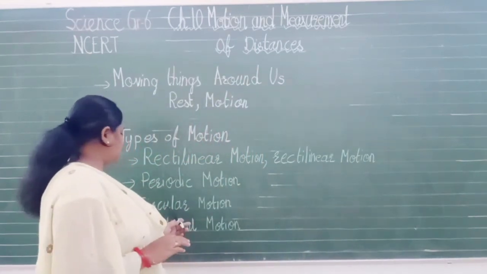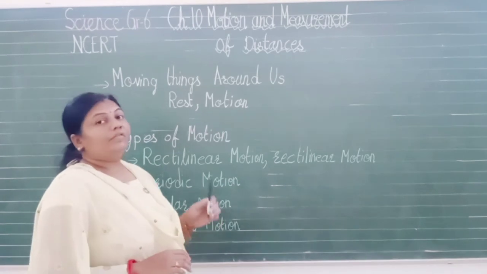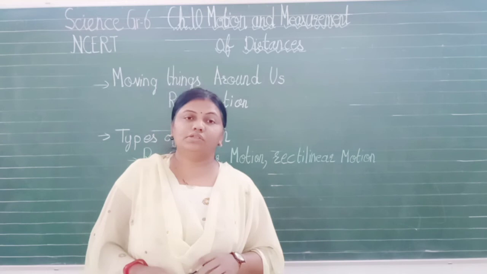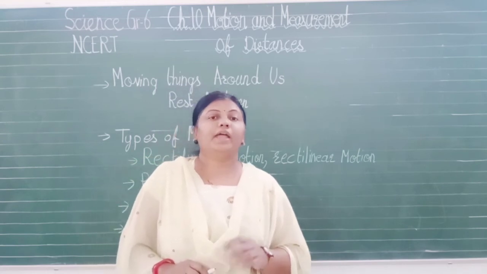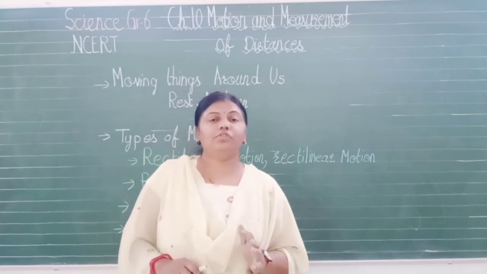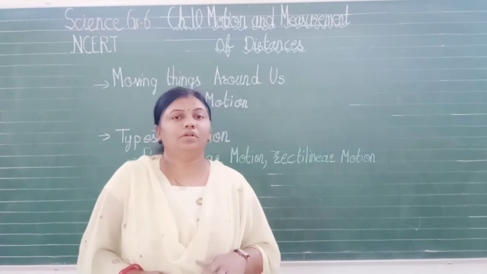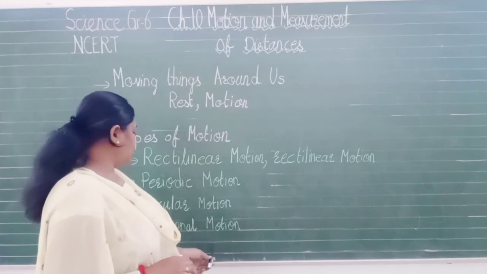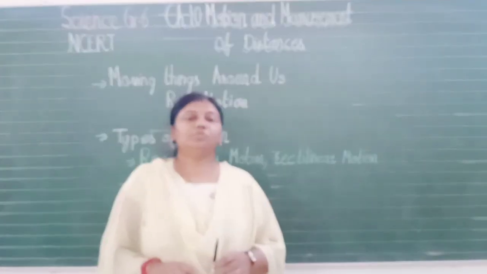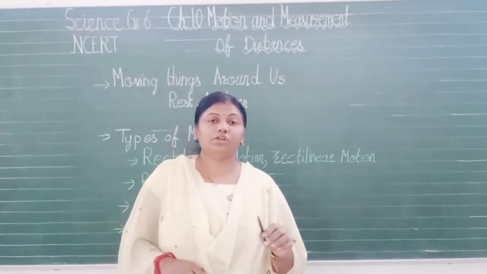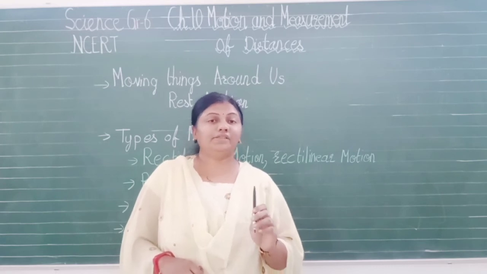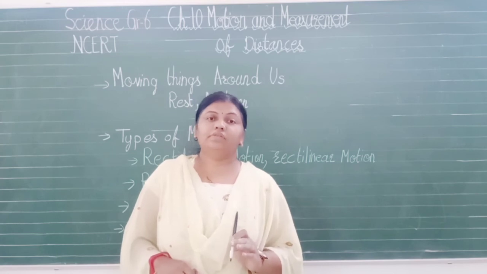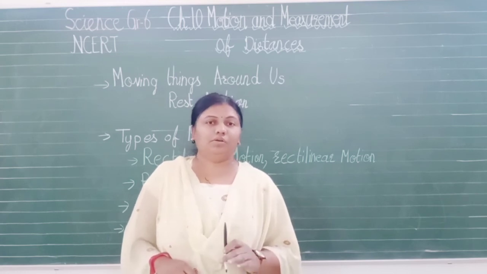Our next is circular motion. When the body moves in a circular path, it is known as circular motion. Hand of a clock is a very good example of circular motion. Now, last one is rotational motion. Rotational motion, it also moves in a circle but at a fixed axis. It moves on its fixed axis. That is why it is known as rotational motion.